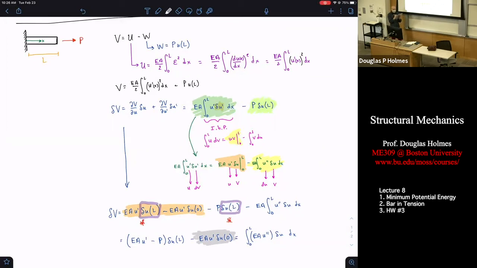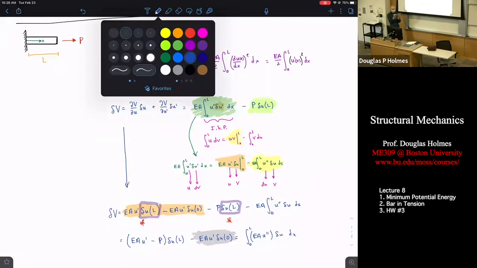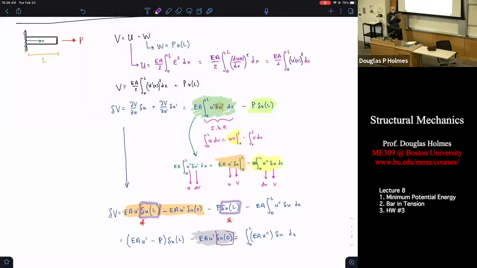So this point here corresponds to this point right here. x is equal to 0, it's at the wall. We can't have a virtual displacement at the wall. This term has to be exactly 0. It's not arbitrary. It can't be arbitrary. It has to be 0. This whole term goes away.